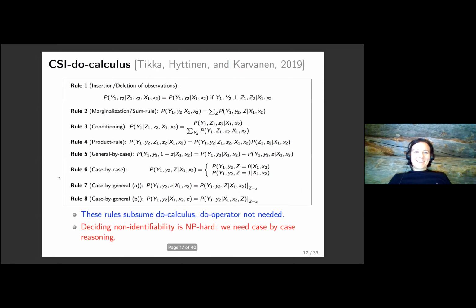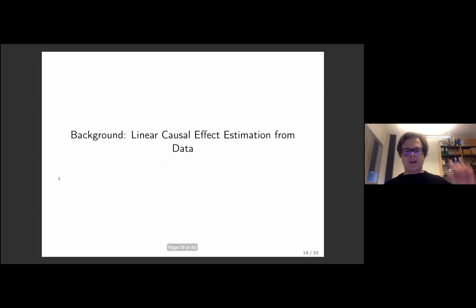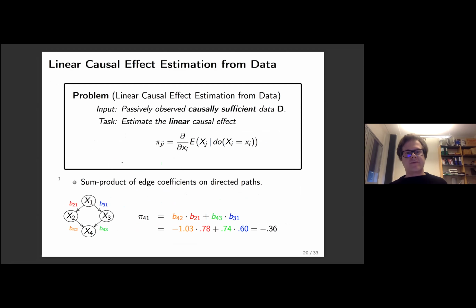Yeah. Okay, how far do we get? Okay, yes. So let's go to linear causal effect estimation. And there, we are not given the causal structure as input, but we observe a passively observed data set, and we assume here that it's causally sufficient. So basically, in the model that produced the data, there are no latent variables present. And the task here is to estimate the linear causal effect, which is given here. It's the derivative of, let's say, the influence of different values of x to xj.